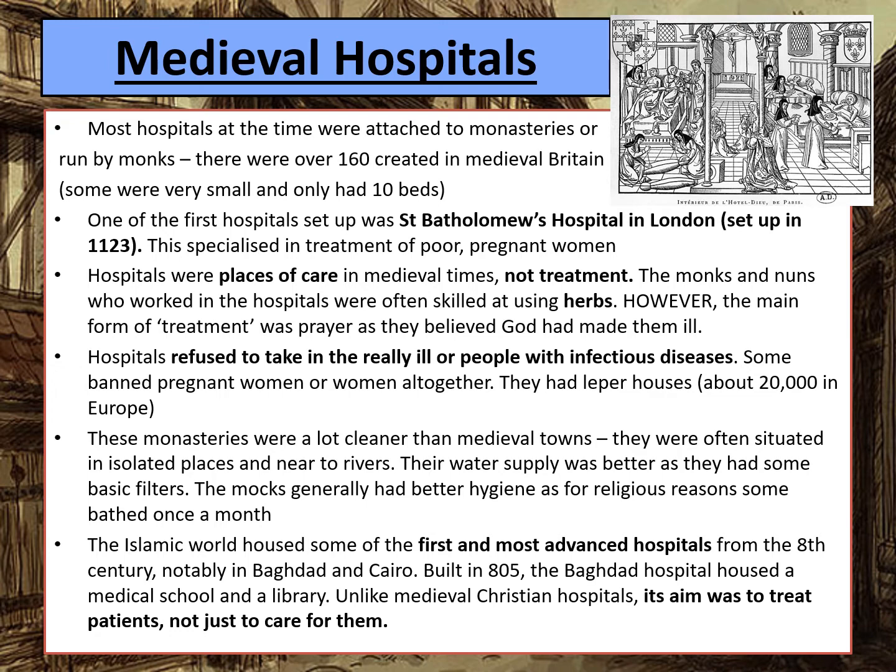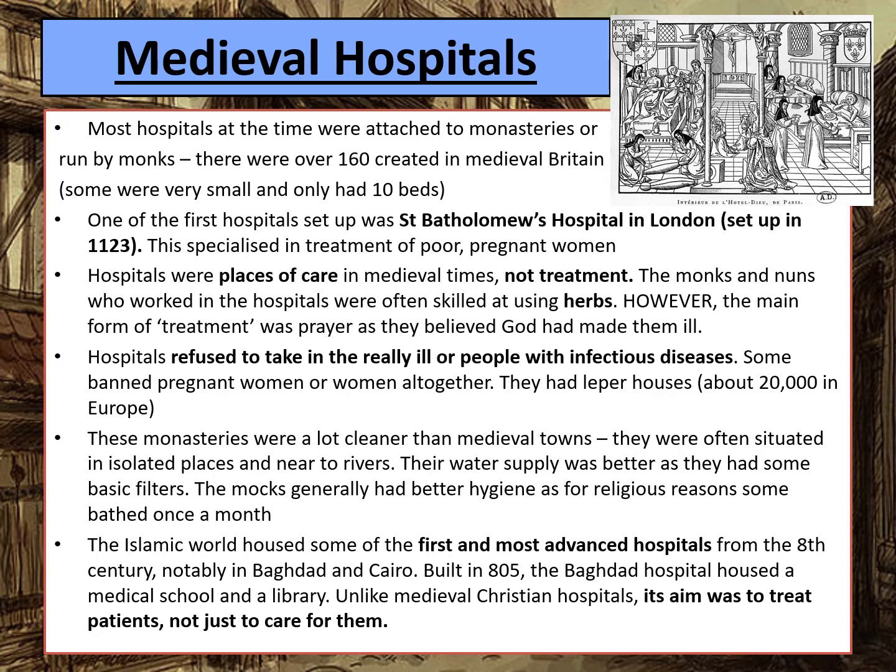Now, there's quite a lot of them. There's at least 160 created during the medieval period, although they do really range in size. Some of them, for instance, had 100 beds, and some of them only had 10 beds, or even in some locations, only 5 beds. So they did range in size, but there is over 160 of them in Britain at this point. One of the first hospitals that was actually set up in England was St Bartholomew's Hospital in London, which was set up in the year 1123 and is still around today. At the time, that specialised in the treatment of poor pregnant women.